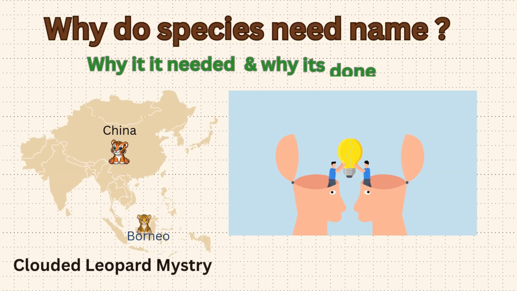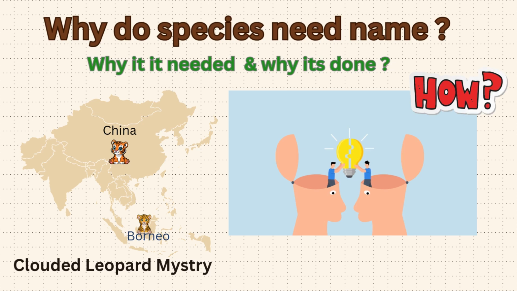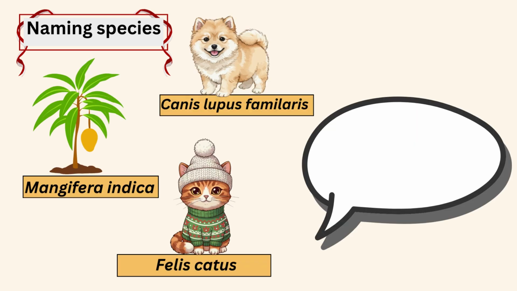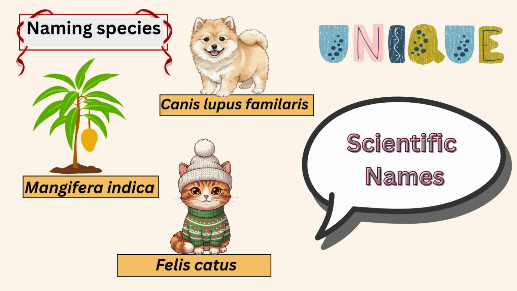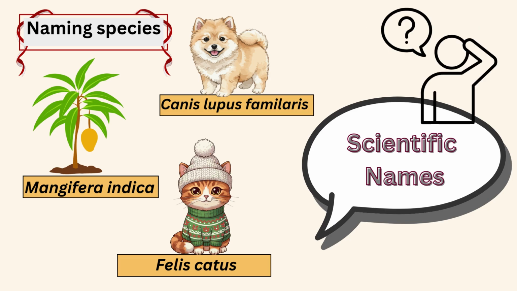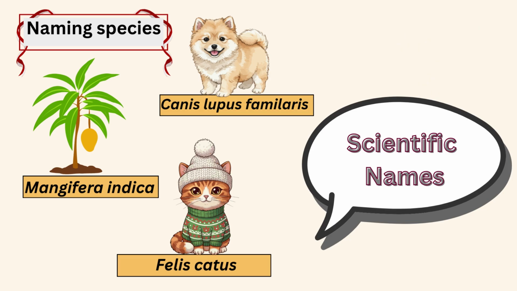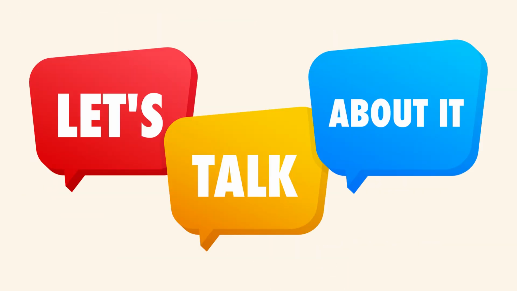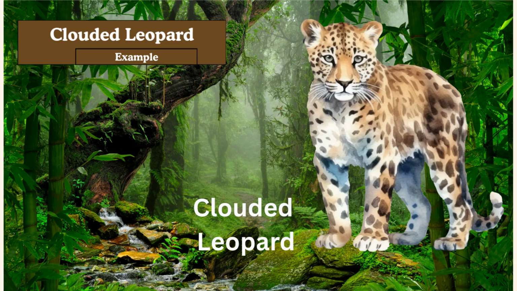First, let's talk about naming species and how it helps us understand wildlife better. Naming species is a scientific method to give each species a unique name called a scientific name. This helps to avoid confusion when the same species has different names in different regions. Let's take the clouded leopard as an example.